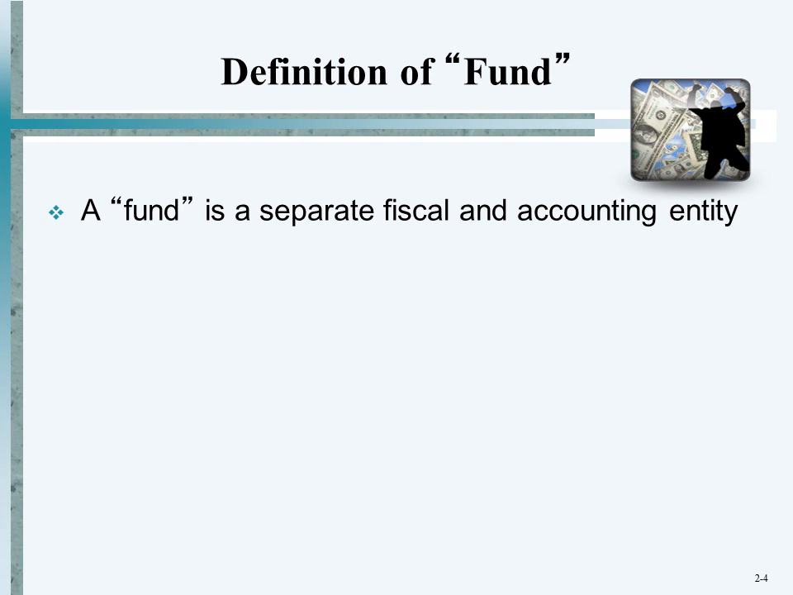A fund is a separate fiscal and accounting entity, as I think I talked briefly about in Chapter 1, where each fund has its own self-balancing set of accounts, including its own cash account, a lot of times its own property account if applicable, its own net assets, or what you might know as retained earnings account, expenses and income.